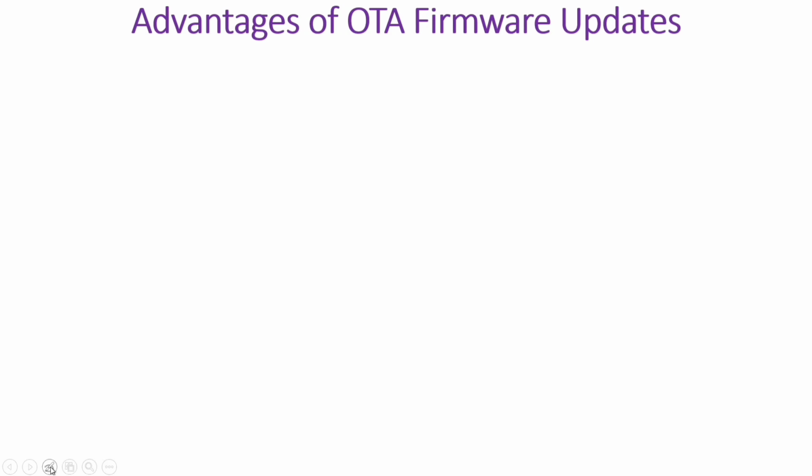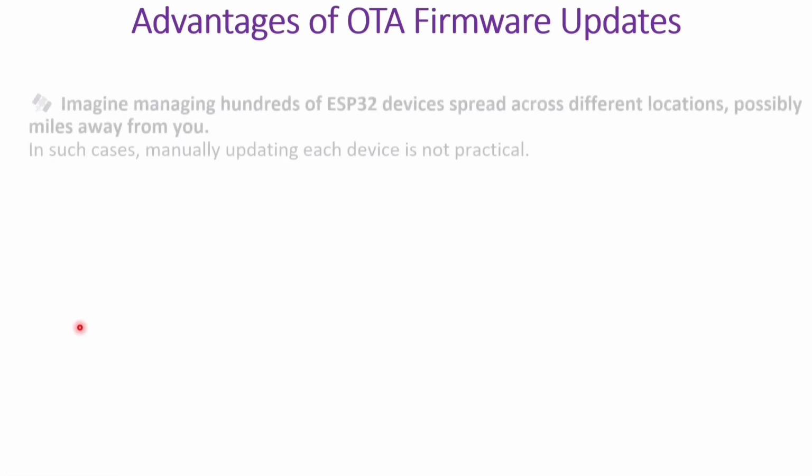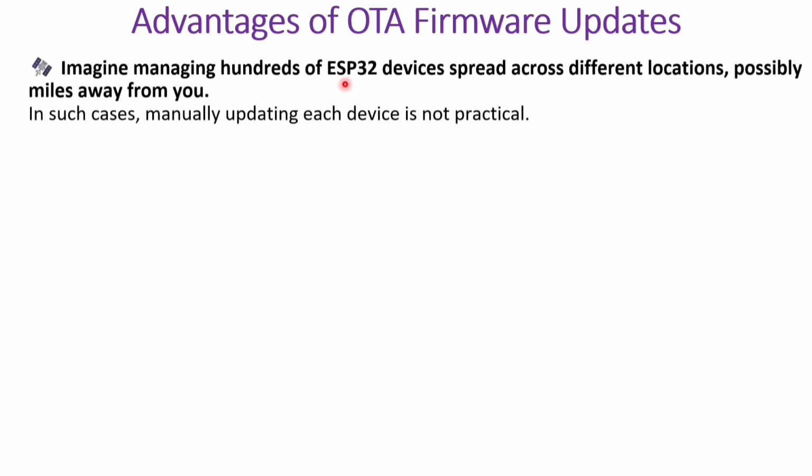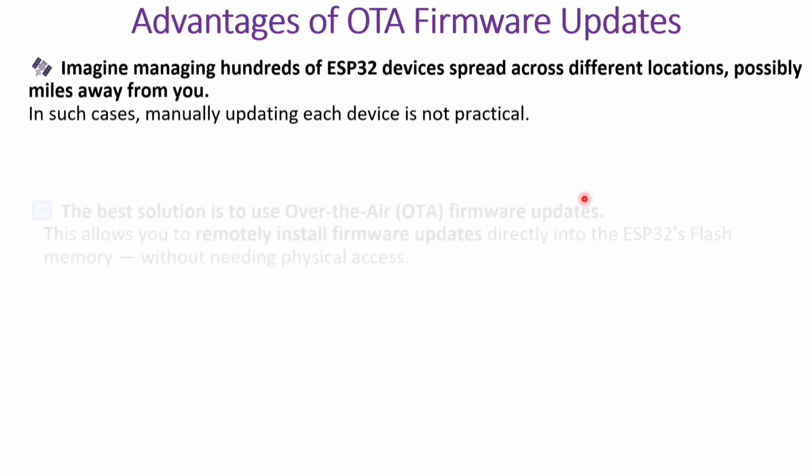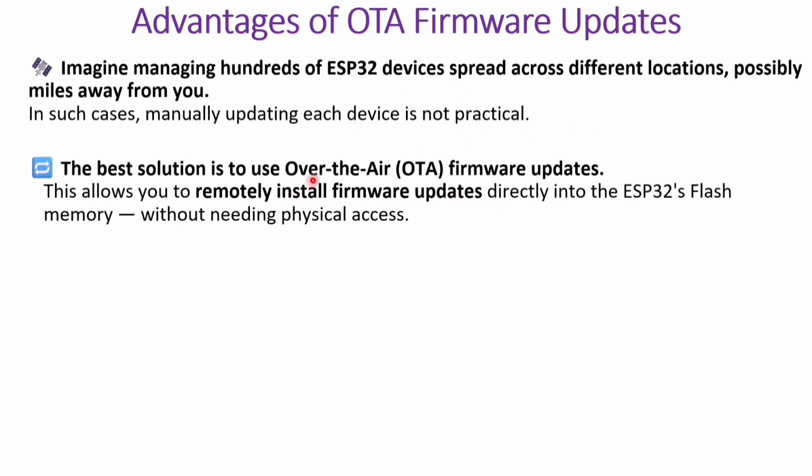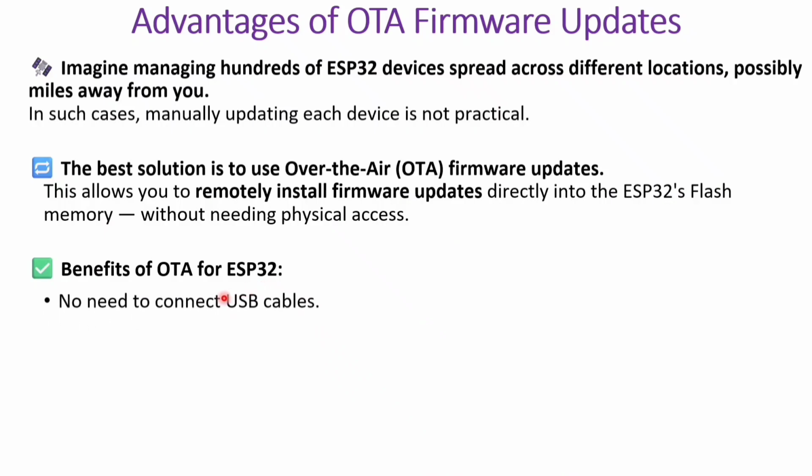Now, what are the advantages of OTA firmware? Imagine again, you have deployed hundreds of ESP32 devices spread across different locations, possibly miles away from you. It is not possible to go and check every ESP32 and manually install the update. For that, it is the best practical solution to use OTA firmware update. So you can stay remote and install firmware updates directly into the ESP32 flash memory without needing physical access. So these are the benefits of OTA for ESP32.